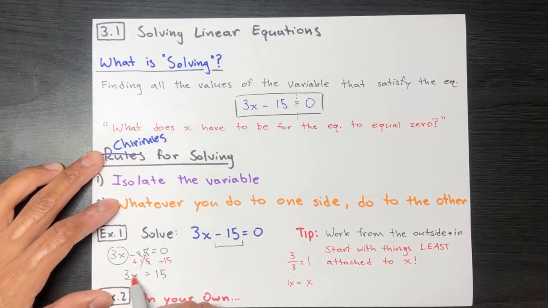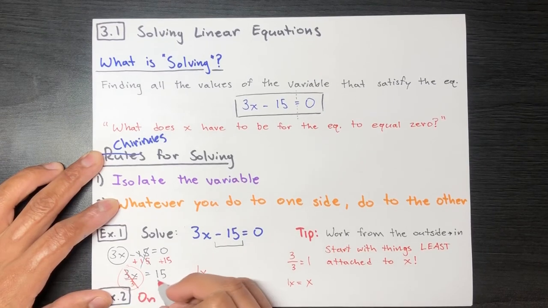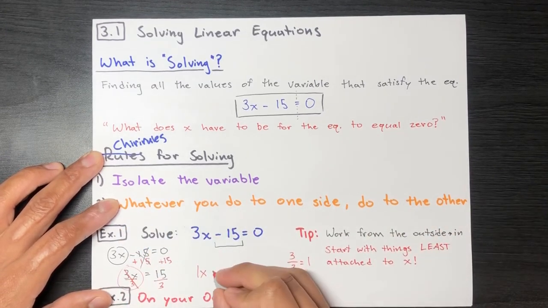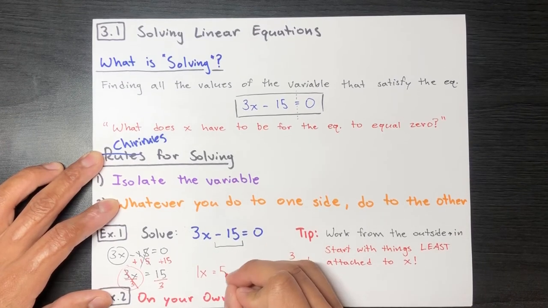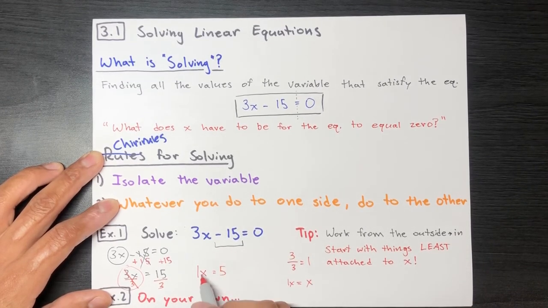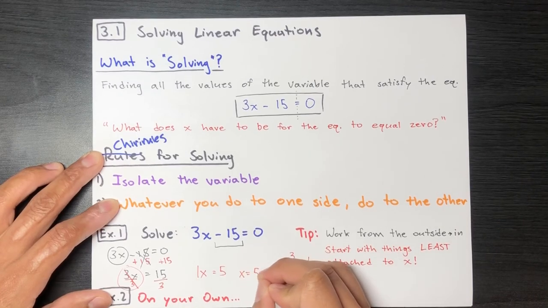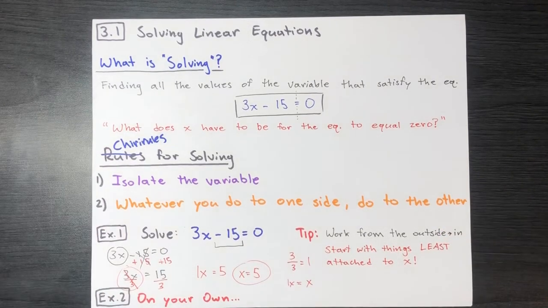So whatever I do to here, this 3 divided by 3, that's going to give me 1x on the left hemisphere. And then whatever I do to one side, I have to do to the other. It doesn't mean I'm dividing by 15. It means I'm dividing by 3. I do the same exact thing to one side as I do to the other. 15 divided by 3 is going to equal 5, okay? Now here you have 1x equals 5, which literally just means that x equals 5, okay? And that's your final answer.